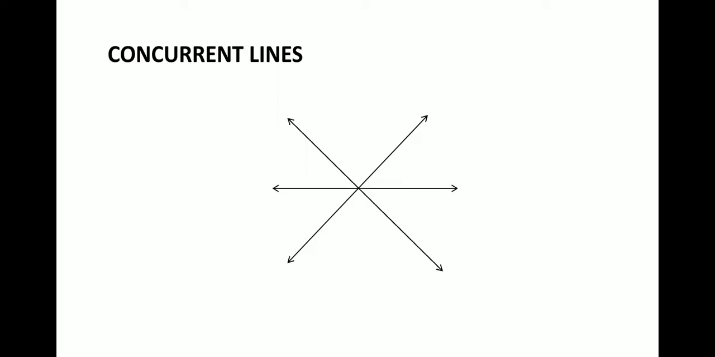Similarly, concurrent lines. If we have a line and another line intersects with this line, and again another line also intersects at the same point, and also another line at the same point, if there are several lines which are intersecting at the same point, then we say that these lines are concurrent lines. And here, let's say the point is point O. This point O, where all the lines intersect, is called the point of concurrence.